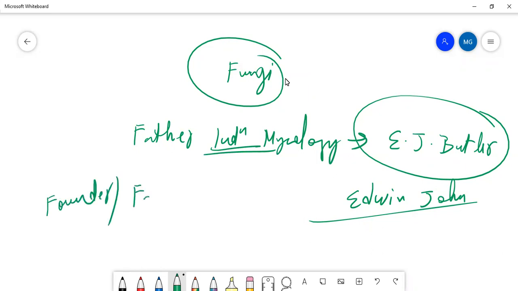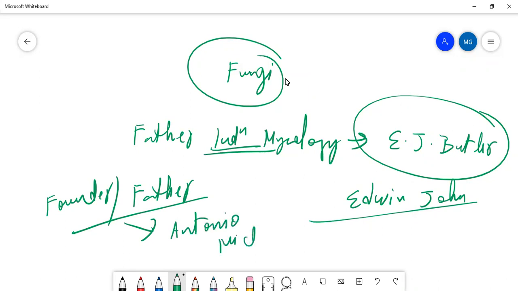Founder or father of mycology? We know this is Antonio Micheli. He is said to be the founder or father of mycology. He has also authored a book which is called Nova Plantarum Genera.